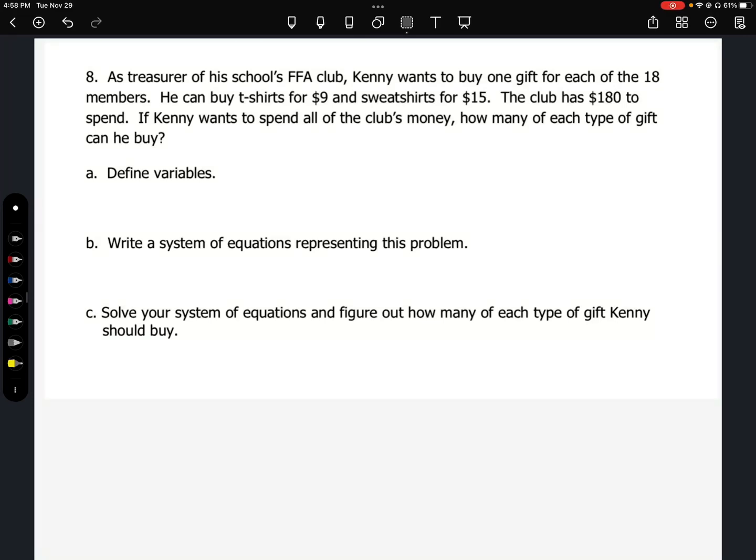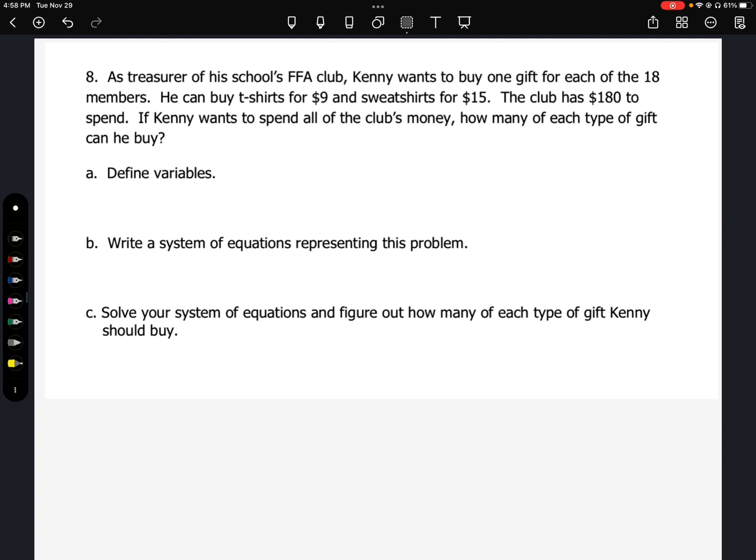This is the video for number 8 from the Ch4 Closure packet. The problem reads, as treasurer of his school's FFA club, Kenny wants to buy one gift for each of the 18 members. He says he can buy t-shirts for $9 and sweatshirts for $15. The club has $180 to spend. If Kenny wants to spend all of the club's money, how many of each type of gift can he buy?